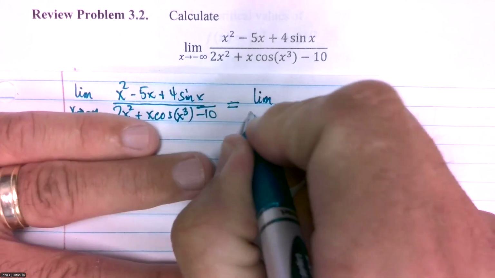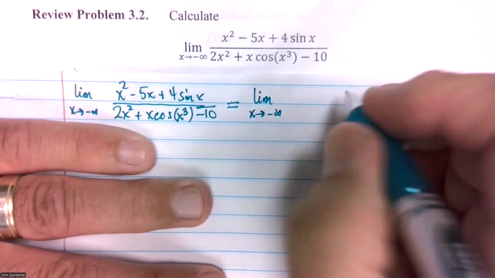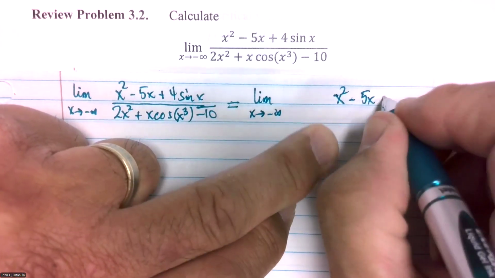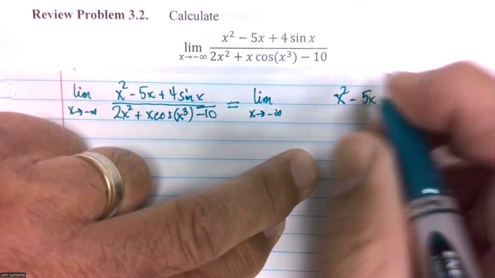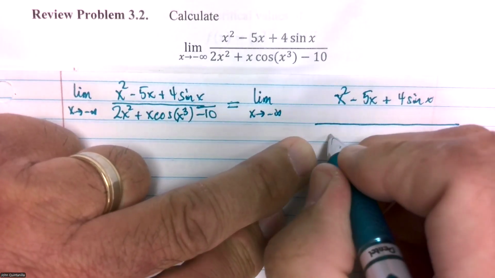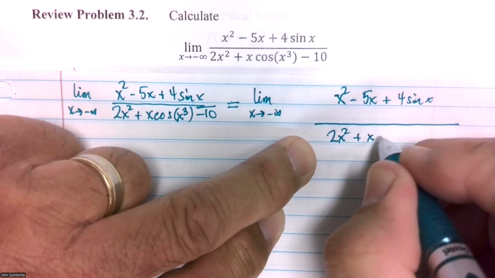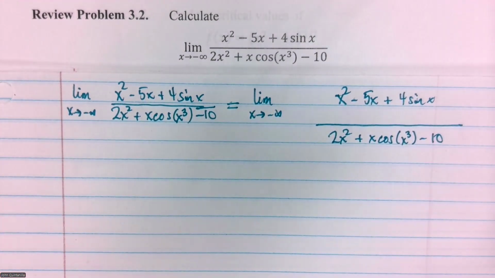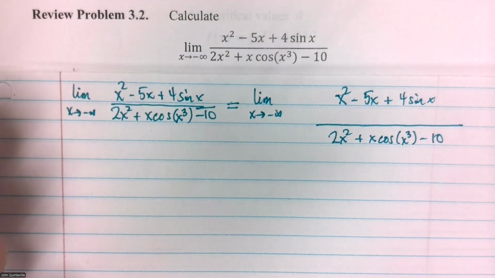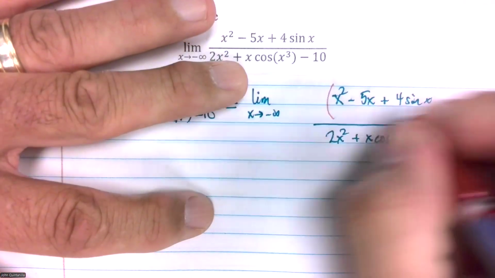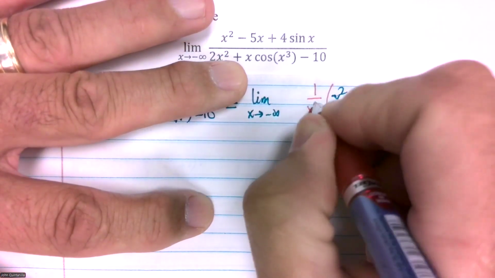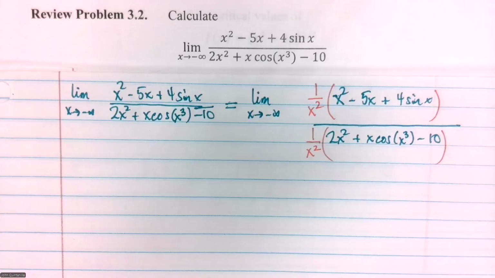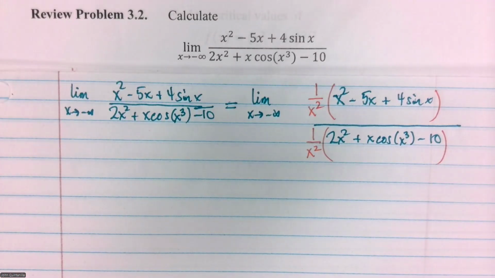So let me rewrite that. Limit as x goes to negative infinity. First let me copy down what I had originally: x squared minus 5x plus 4 sine x, all divided by 2x squared plus x times the cosine of x cubed minus 10. So far, all I've done is add a little extra space. I haven't done anything yet. Now I will multiply top and bottom by 1 over x squared. I've done the same thing to the top and the bottom, so there's no change in the fraction.